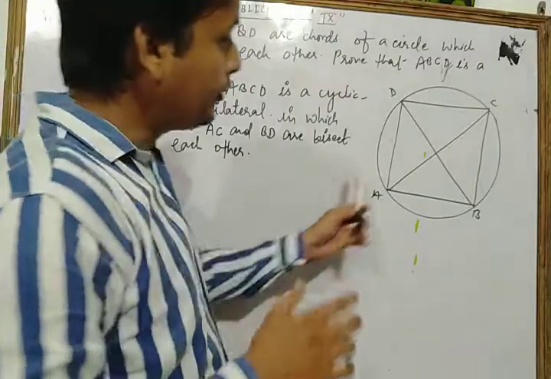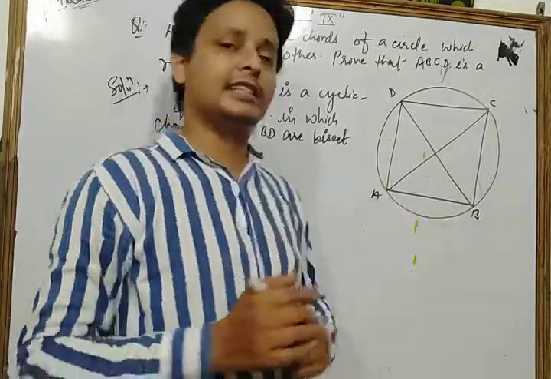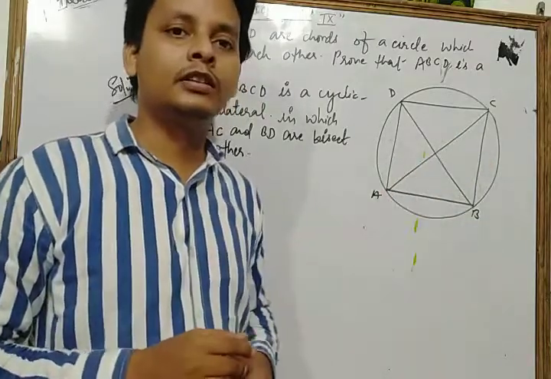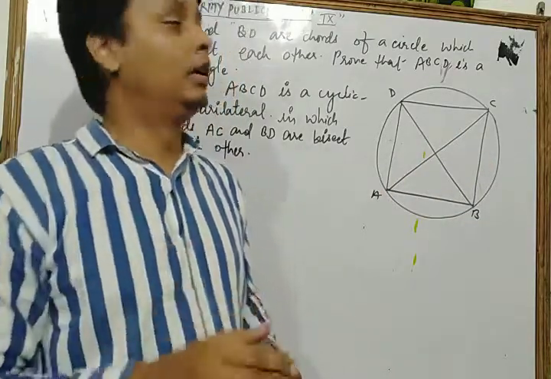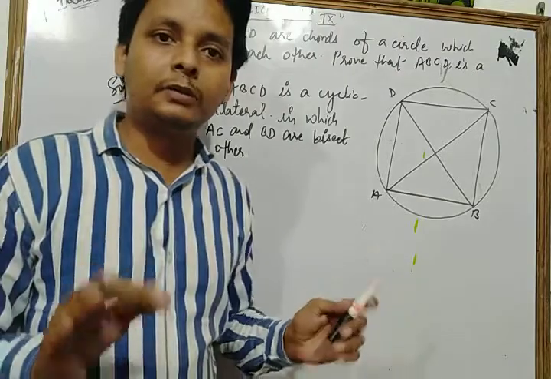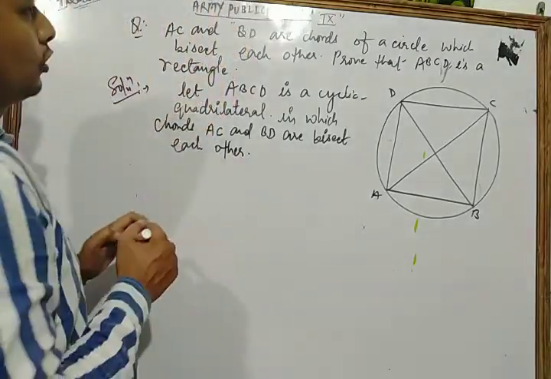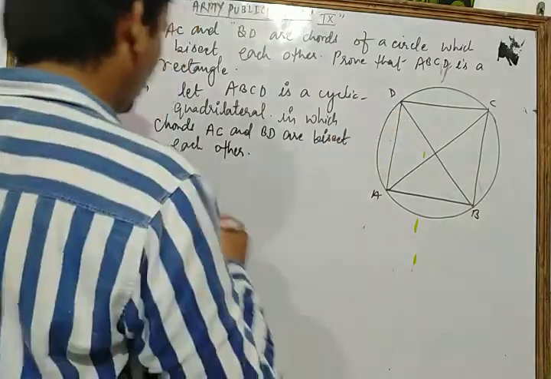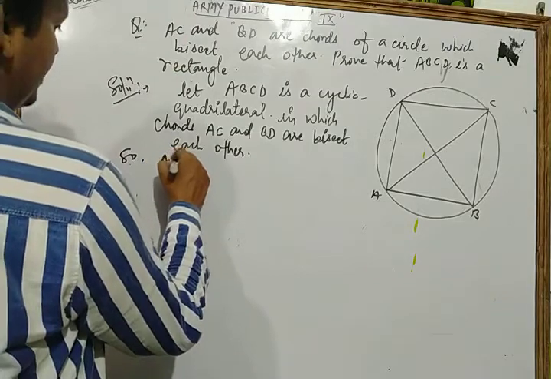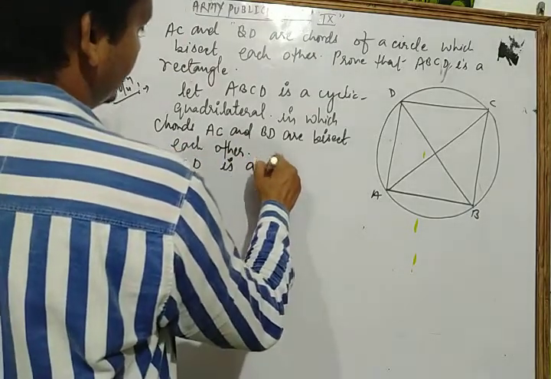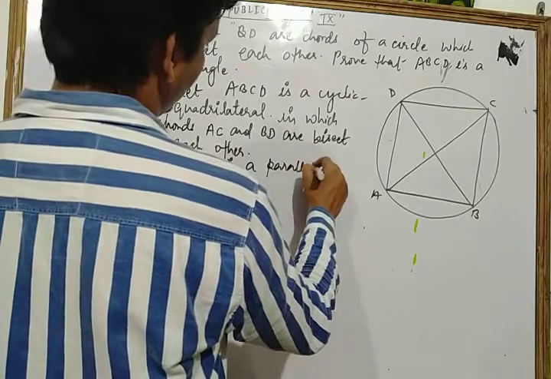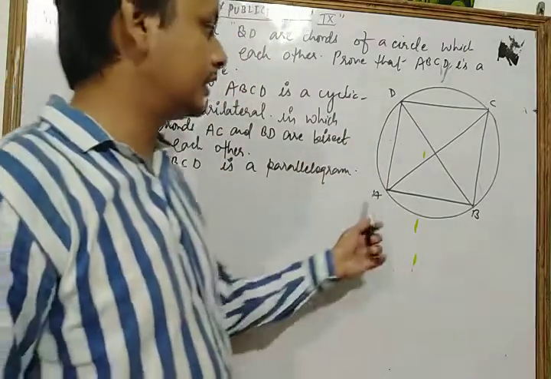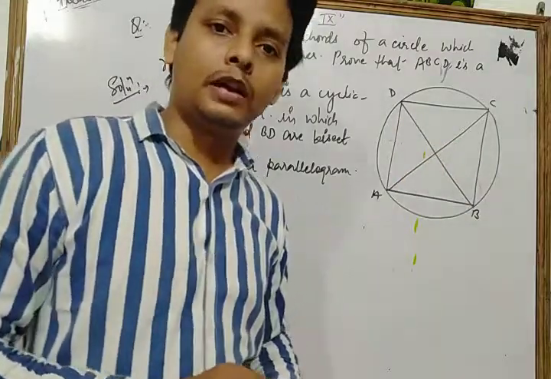Then, if the diagonals AC and BD bisect each other, we can say that ABCD is a what? Parallelogram, because the diagonals of a parallelogram bisect each other. So according to the question, the chords AC and BD bisect each other, so ABCD is a parallelogram.